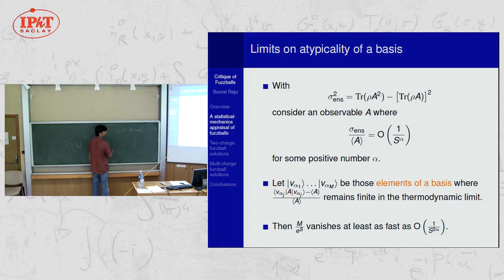So if this is suppressed by 1 over s to the beta, then this is down by 1 over s to the power 2 alpha minus 2 beta. If you look at elements where this is suppressed by 1 over s to the alpha, 1 over s to the beta, where beta is some other number, then that's right. So if beta is equal to alpha, then you're done. That's the statement that most basis elements are within 1 by s to the alpha of the mean. So that's fine. That's the statement that most basis elements are already very close to the mean.